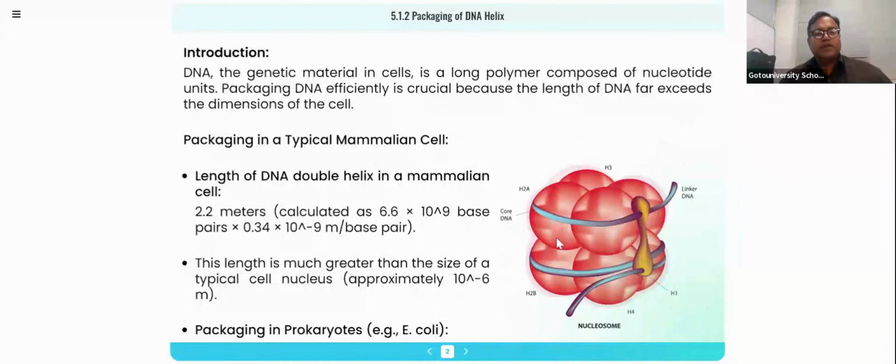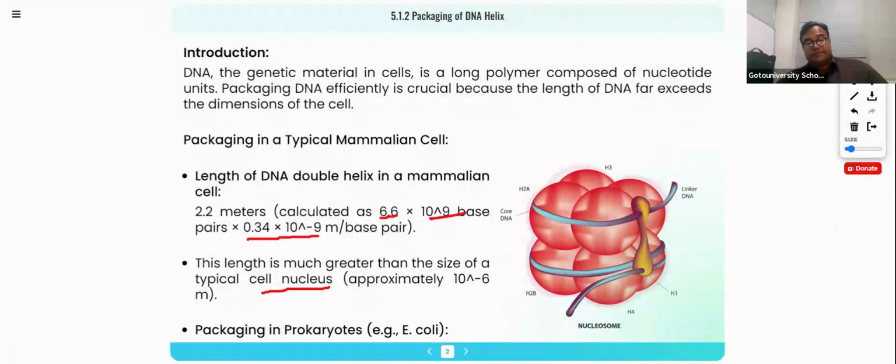We're talking about the length of the DNA double helix in mammals. It is basically 6.6 × 10^9 base pairs × 0.34 × 10^-9 meters per base pair. This length is much more than the typical nucleus. In a typical cell nucleus, how much length of DNA is there? The mammalian cell has much more. This type of packing we do not observe in the case of prokaryotes.